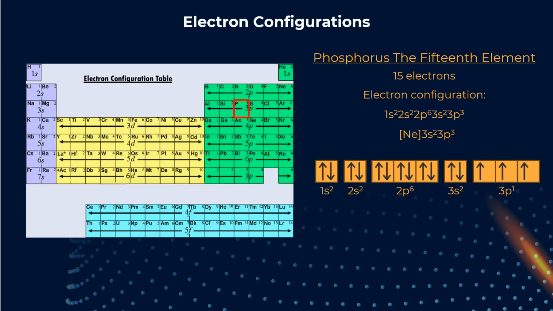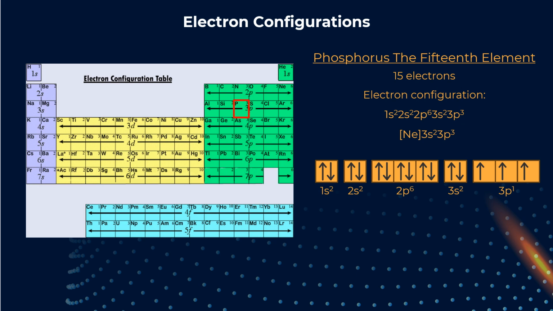Next, we'll look at phosphorus. Phosphorus is the 15th element, meaning that it has 15 electrons. If we arrange these electrons how we discussed in the previous slide, we will see that the electron configuration of phosphorus is 1s2, 2s2, 2p6, 3s2, 3p3, or in other words, [Ne] 3s2, 3p3.